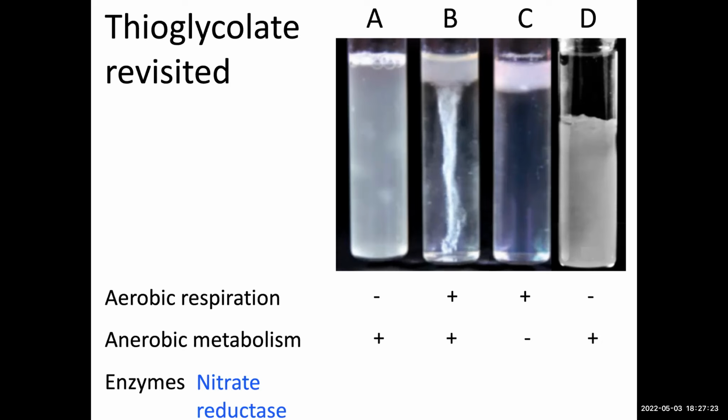So nitrate reductase is used in one of many possible forms of anaerobic respiration. Looking at these tubes, we can take a guess as to who might have this. Can we be sure? Can we say who doesn't have it for sure? Who does not have nitrate reductase of these tubes? There's just one. What is it?